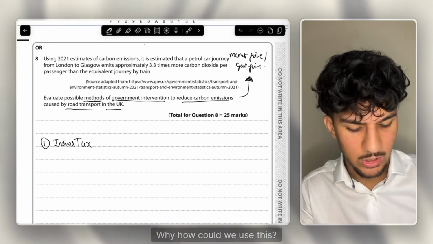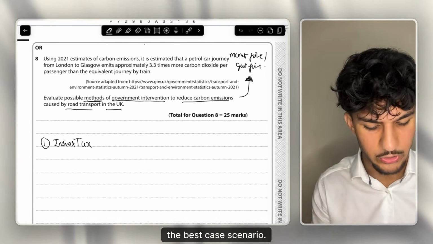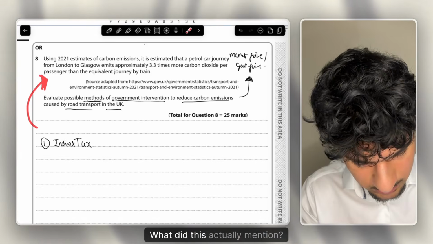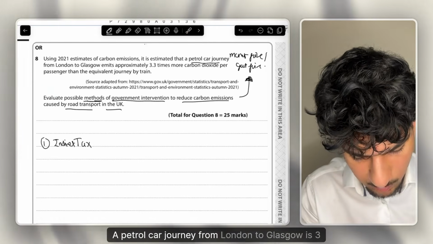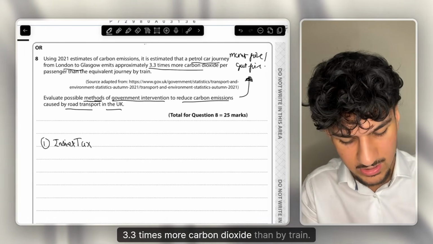Why? How could we use this? Since to reduce carbon emissions, we probably the best case scenario. We haven't actually read the stimulus yet, so this mentioned. What did this actually mention? A petrol car journey from London to Glasgow is 3.3 times more carbon dioxide than by train.